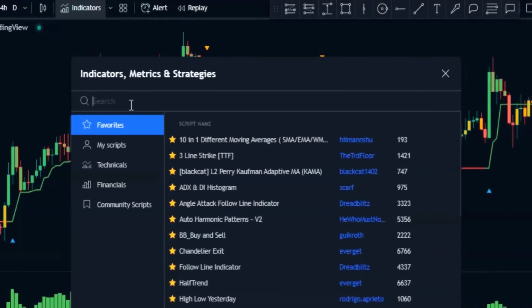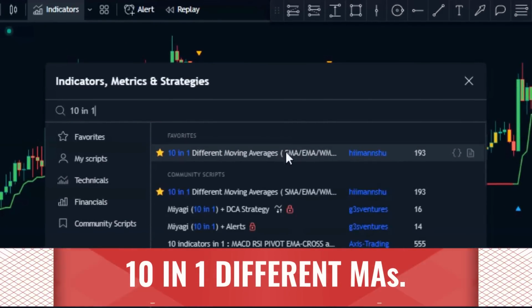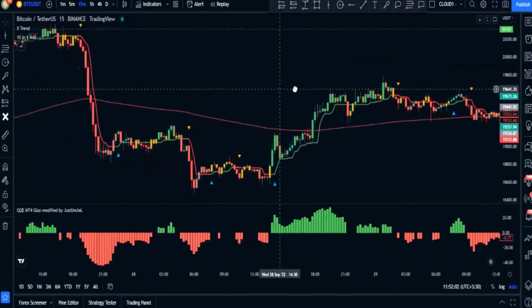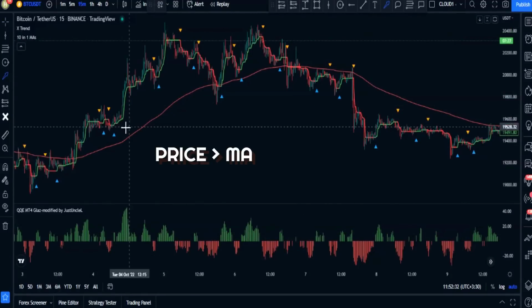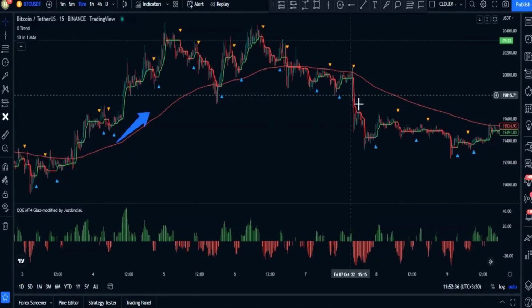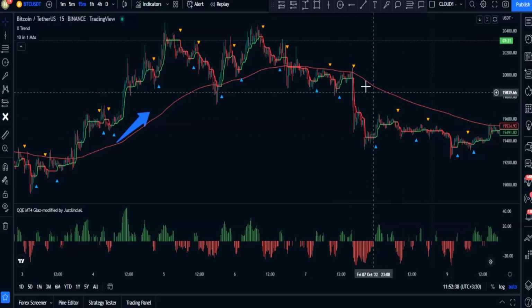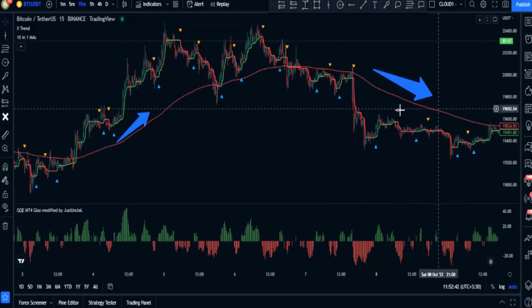In the indicator section, search for 10-in-1 different moving averages, and add it to the chart. This is how the 10-in-1 MAs look on the chart. Whenever the price action is above the moving average, it means that we're in an uptrend and we should only take buy signals. And whenever the price action is below the moving average, it means that we're in a downtrend and we should only take sell signals.